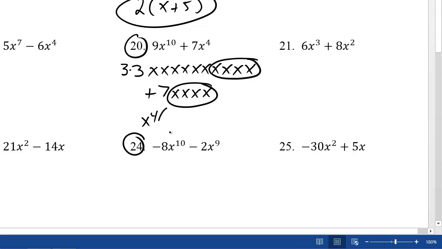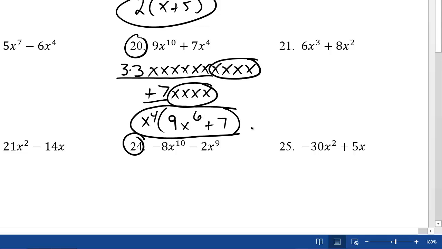And what's left, you got 3 times 3, which is 9. And then 1, 2, 3, 4, 5, 6 x's, x to the 6, plus 7. Okay.